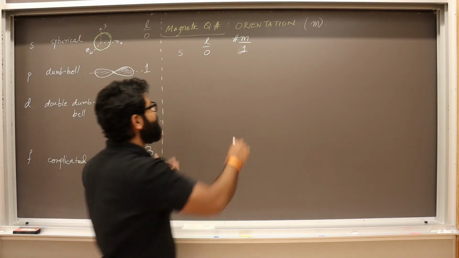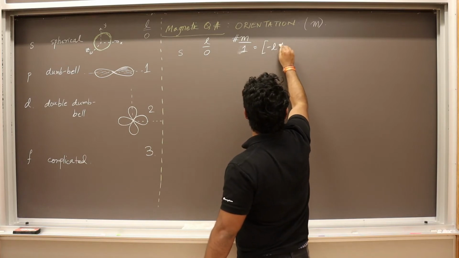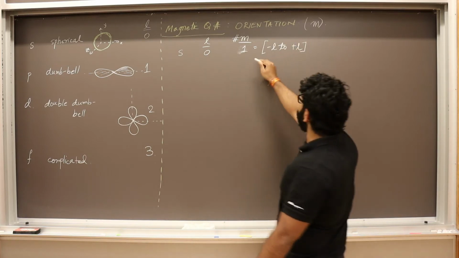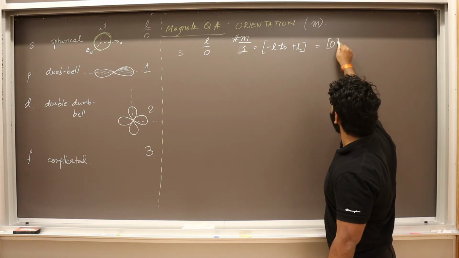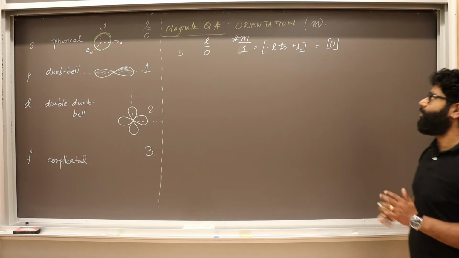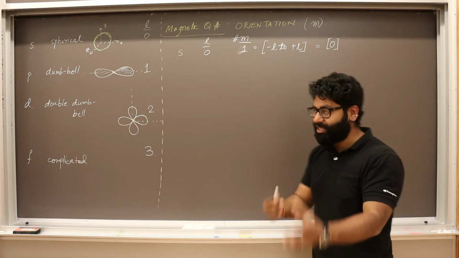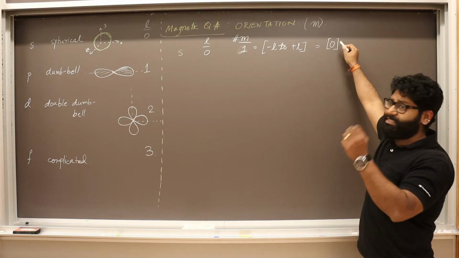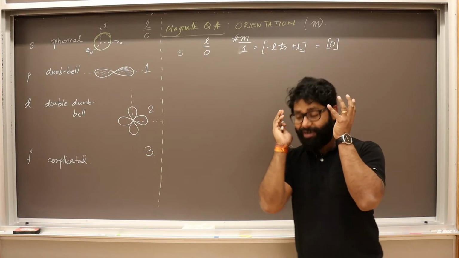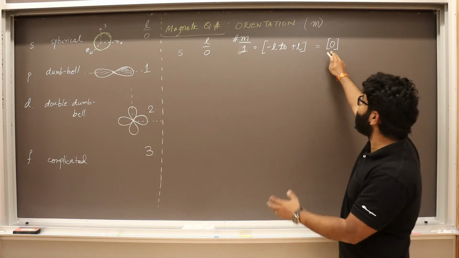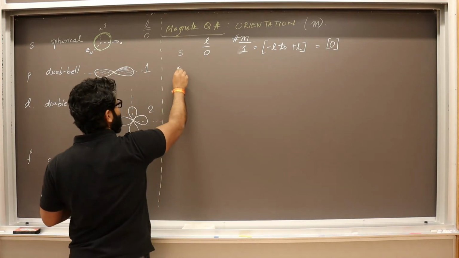And what is that m? So, this goes from minus L to plus L. In this case, what is the L? 0. So, this will be only one number, 0. So, it has one orientation, and I represent the orientation with the digit 0. That doesn't mean it has 0 orientation. It has one orientation, and I represent that orientation with the number 0. Okay. Now, let's move to P.